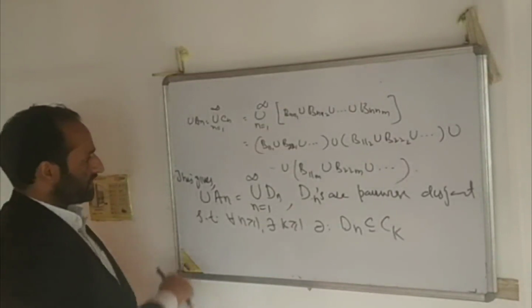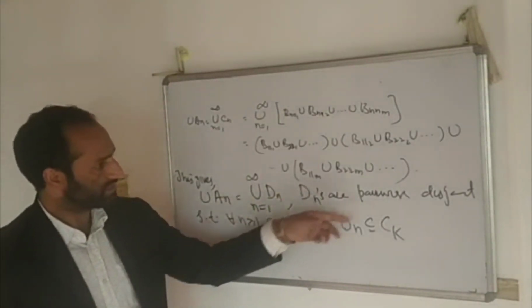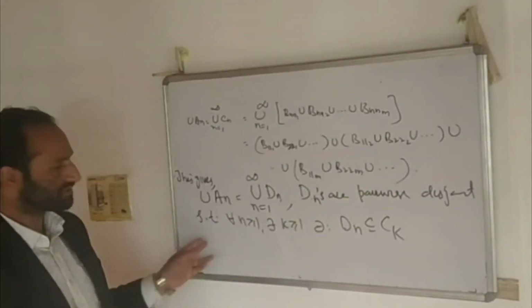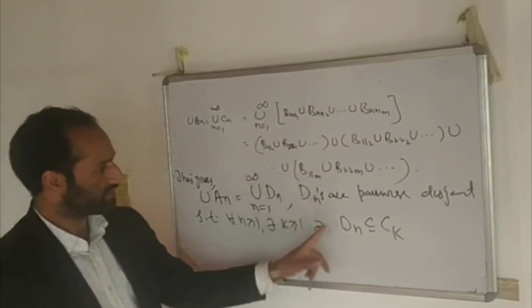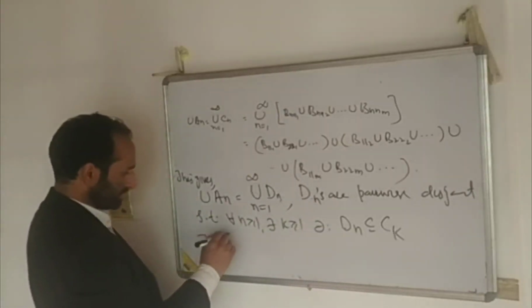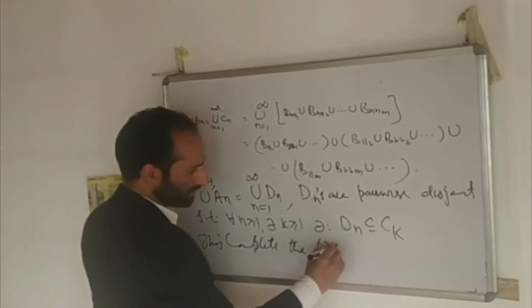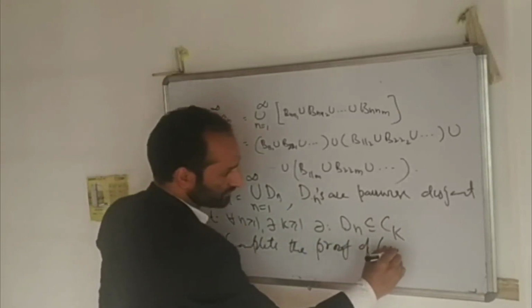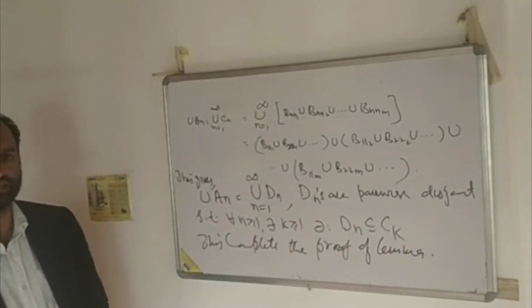This gives the union of An is equal to the union, n runs from 1 to infinity, of Dn, where Dn is pairwise disjoint such that for all n greater or equal to 1 there is k such that Dn is a subset of Ak. So this completes the proof. This is the end of lecture 1.